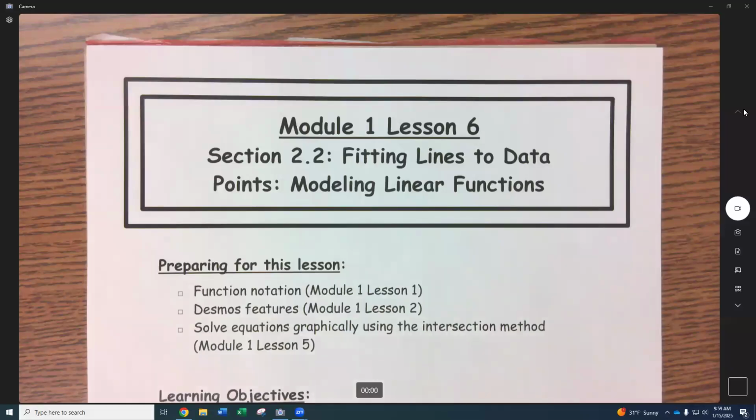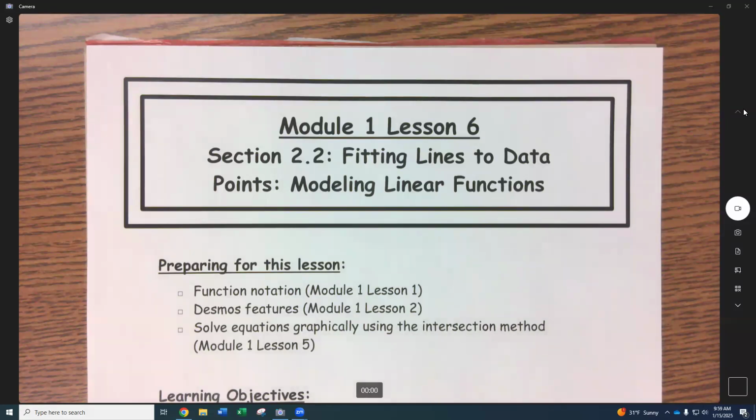Hello and welcome everybody. Today I'm going over Module 1, Lesson 6, which is titled Fitting Lines to Data Points, Modeling Linear Functions. What we're going over today is regressions, specifically linear regressions. And by the end of this class, we're going to go over 6 different types of regression. So if you know how to do linear regressions, it's going to be hardly any different when we move on to quadratic, exponential, log, quartic, and cubic regressions.